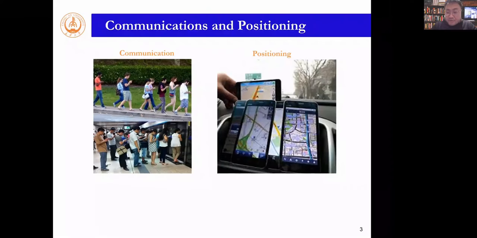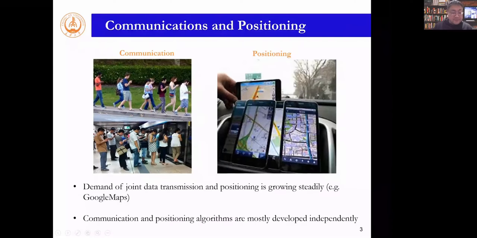And they both push forward the technology development. But at the moment, there's a demand for joint data transmission and positioning. And this demand is growing steadily, because we need to exchange a large amount of data. For instance, in autonomous driving, we need to exchange a large amount of data, including maps, environment information, where the other cars are, and also the traffic situation. In the meantime, we also want to position our car precisely. This is also very important for autonomous driving because it is so relevant to safety.